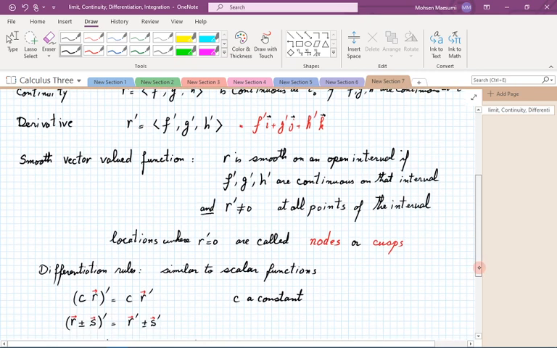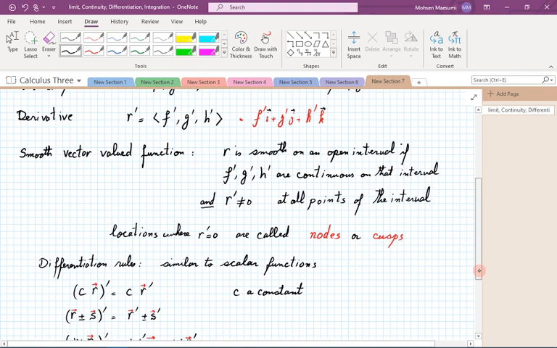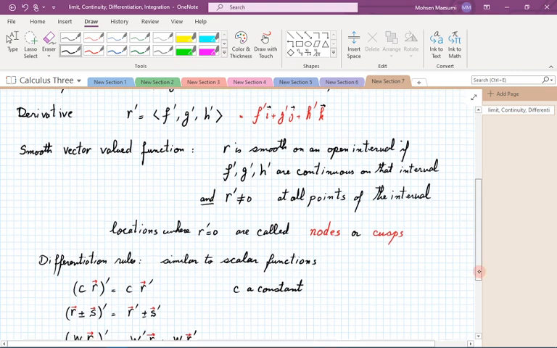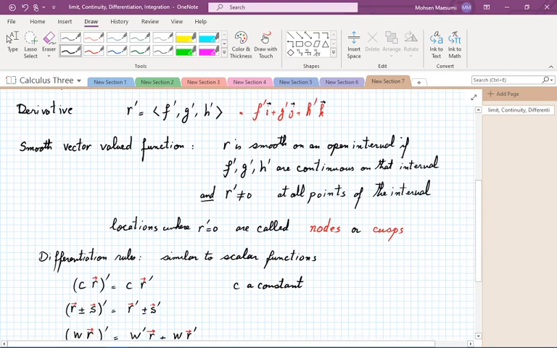We had differentiation rules in calculus 1. All of that continues to calculus 3 without any change at all. So for example, if you have a constant times a vector valued function and I want to differentiate, the constant just multiplies the derivative. So it's important for the c to be constant.